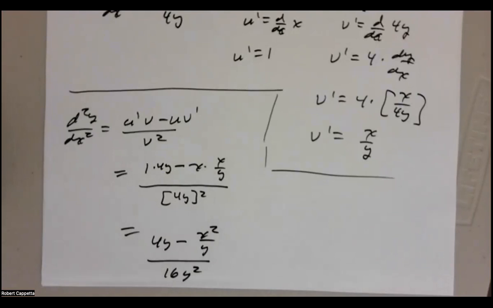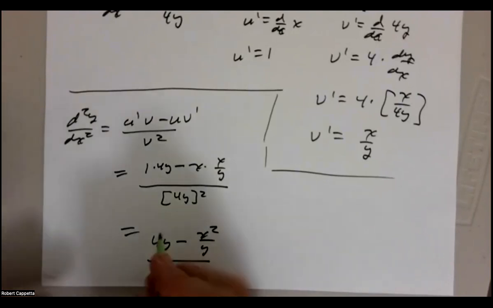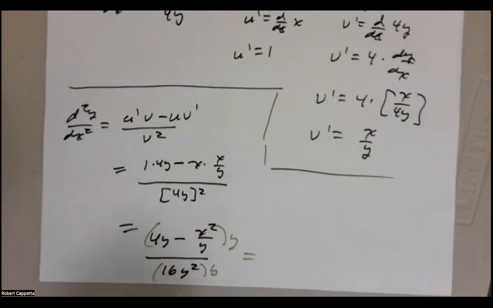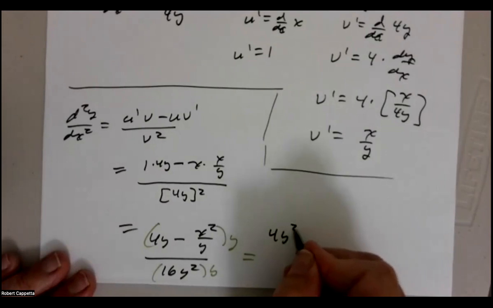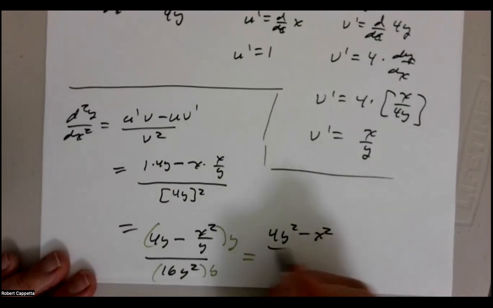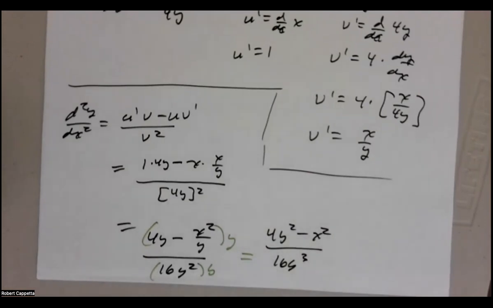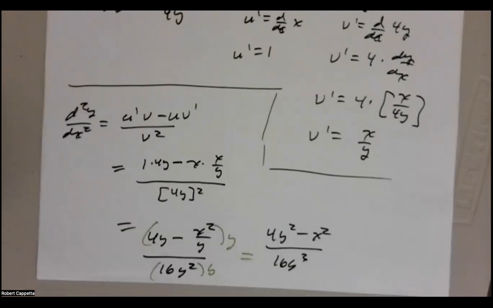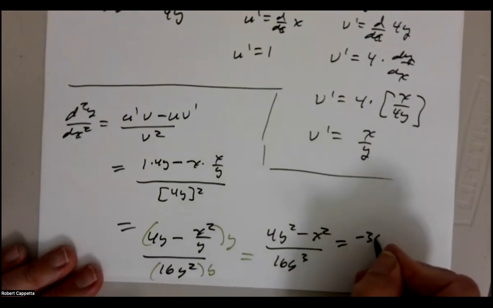Now to make this prettier, I'm going to multiply top and bottom by y. Multiply the top by y, multiply the bottom by y. Then what do I get? Then I get 4y squared minus x squared over 16y cubed, which is a perfectly good answer, except remember, we were told in the beginning that x squared minus 4y squared was 36. So 4y squared minus x squared would be negative 36.